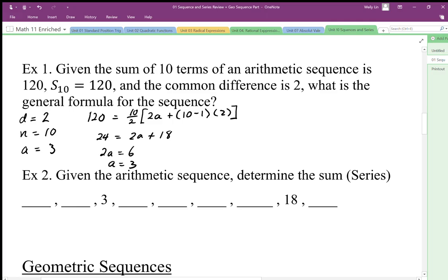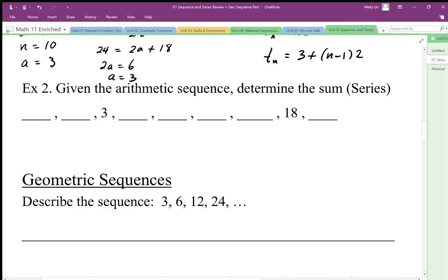So now since we figured out all three terms, we can write the general formula. Sn is equal to n over 2, 2 times 3, so I'm just going to make that into 6, plus n minus 1 times the common difference, which is 2. Now this asks for the general formula for a sequence, so we need the Tn. So the Tn is going to be 3 plus n minus 1 times 2. And you can simplify that or leave it in that form.